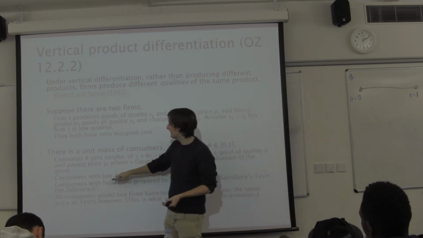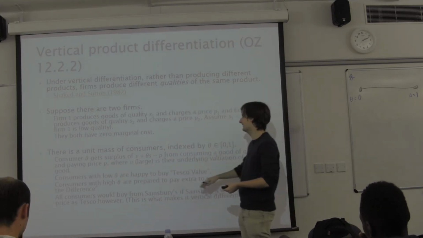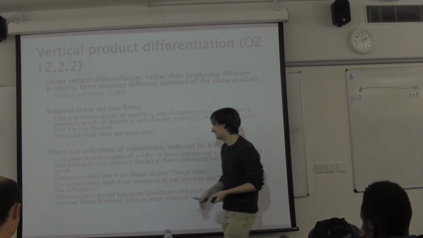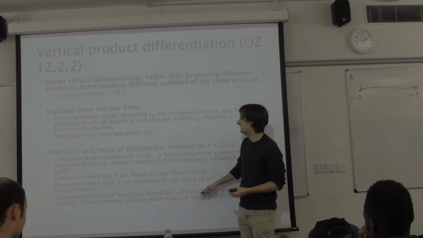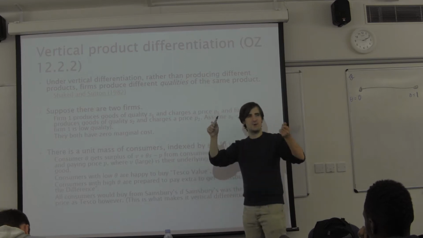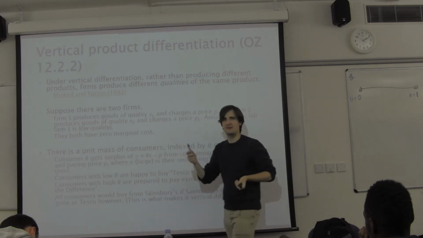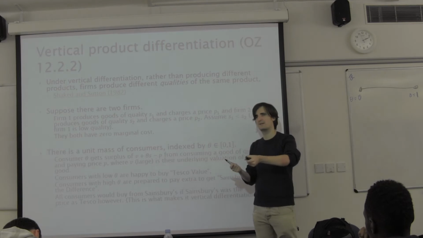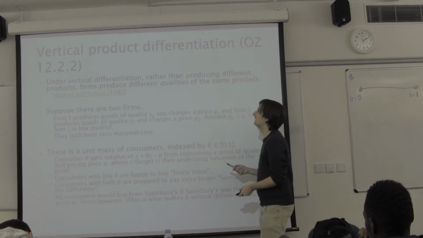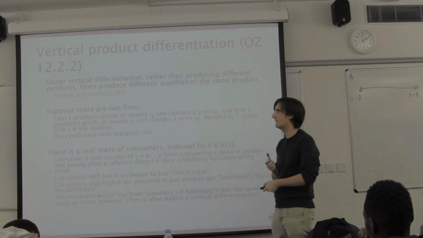So these consumers with low theta are quite happy to buy Tesco value products. Consumers with high theta want Sainsbury's Taste the Difference or Waitrose. But if Sainsbury's and Tesco were the same price, given the choice, everyone would buy from Sainsbury's. The only reason people buy from Tesco is that they're cheaper than Sainsbury's. So that's why it's vertical differentiation rather than horizontal differentiation.